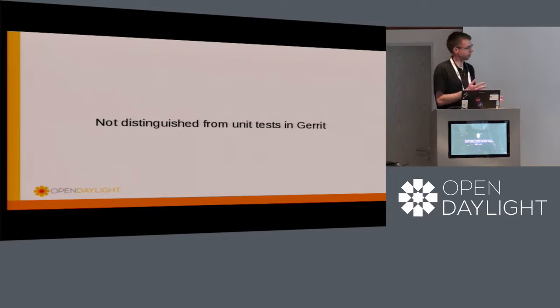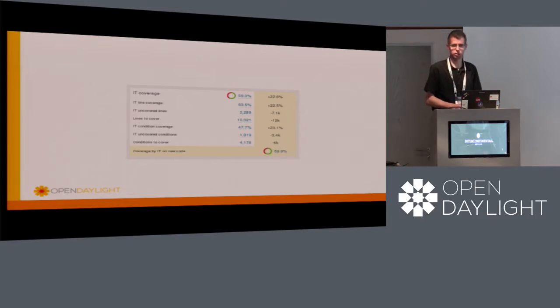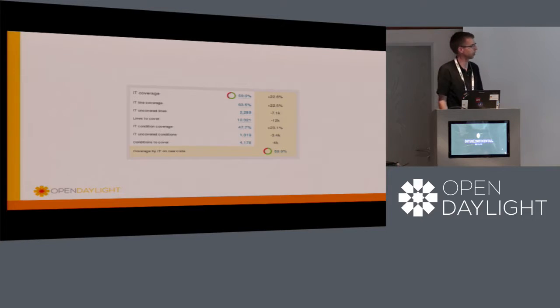So coming back to integration tests, they're not distinguished from unit tests in Gerrit, but they are tracked separately in Sonar. If you remember the screenshot I had just a few slides ago, when you scroll down on that page, you get a separate table with IT coverage, and this is integration test coverage. You can see here, this is the same project that had somewhere under 40% coverage globally. It's actually got 59% coverage of integration tests, which is nice.